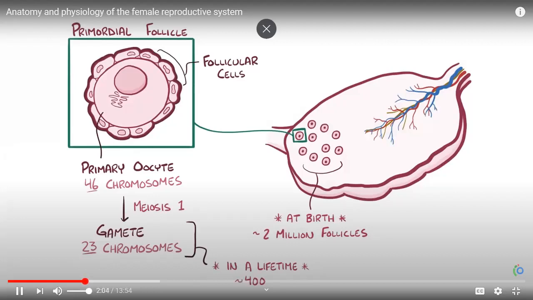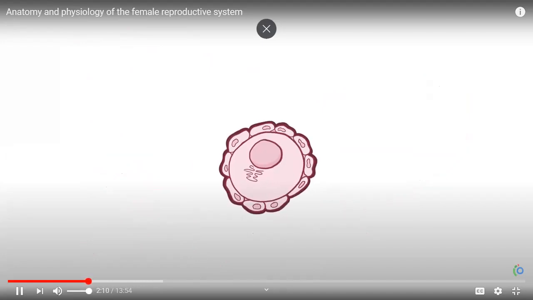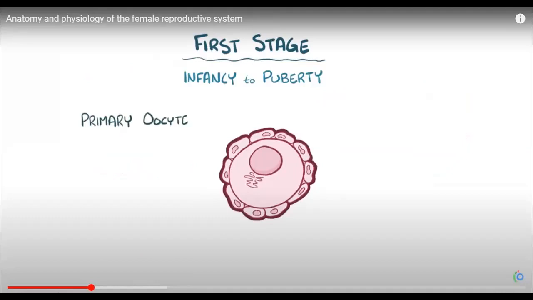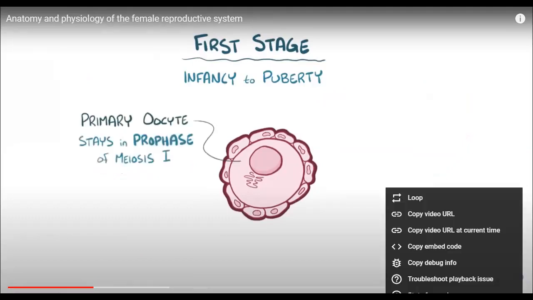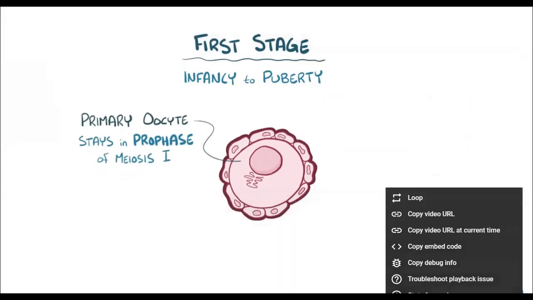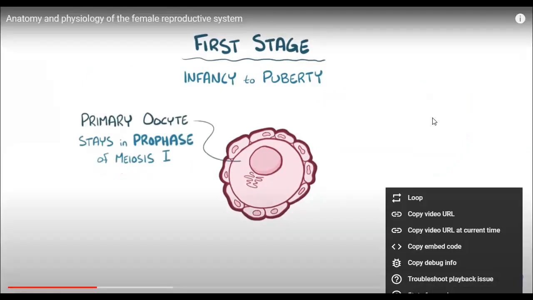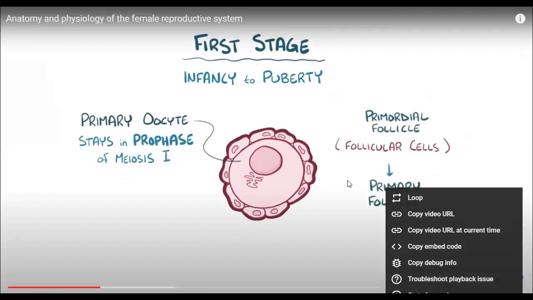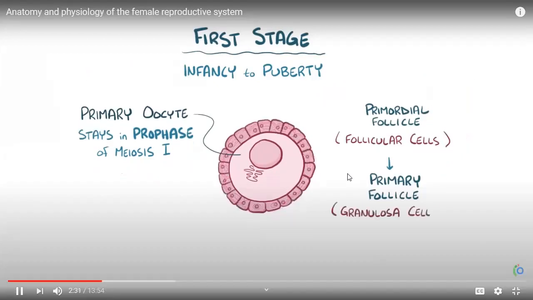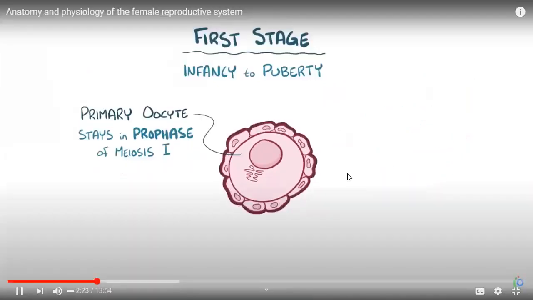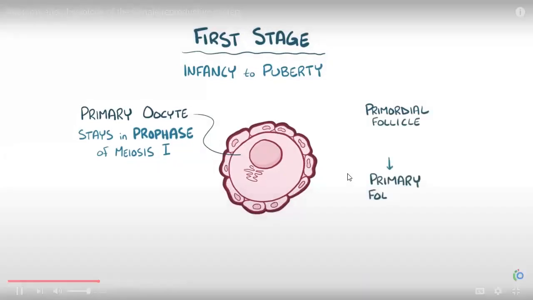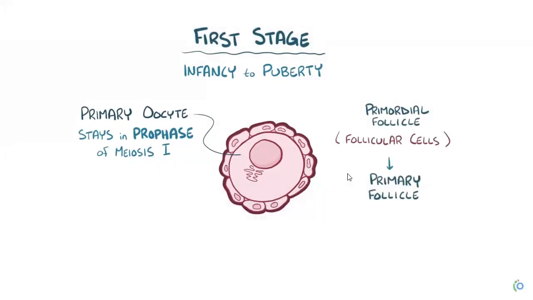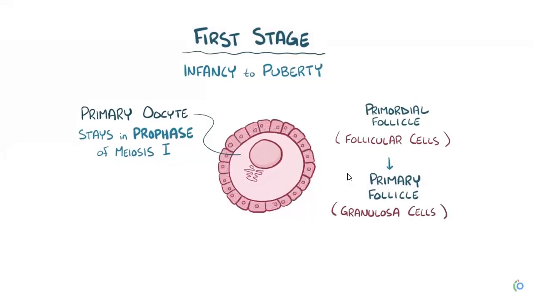This process of oocyte development follows that of follicular development, which can be broken into 3 stages. The first stage lasts from infancy to puberty, and during this stage, the primary oocyte remains stuck in the prophase step of meiosis I. So in other words, the cell is living but not dividing. Meanwhile, the primordial follicle turns into a primary follicle, meaning that the follicular cells surrounding the primary oocyte develop into granulosa cells.